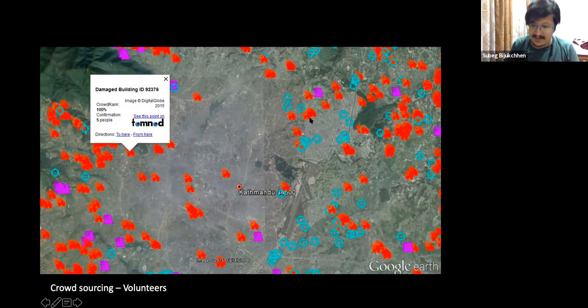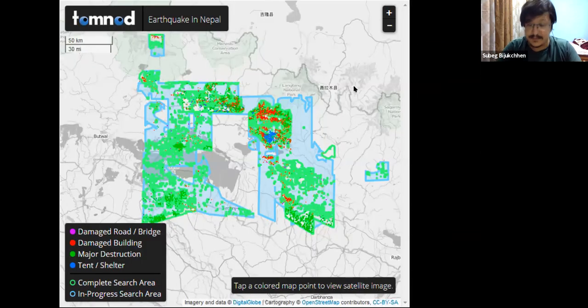So maybe we have to take help there, like the food items and other things. We have to take those rations to this place, so you can know exactly. Otherwise, you cannot send people to every part of Kathmandu city and ask how many buildings got damaged and all that. It takes a lot of time. Okay, so this is Tomnod.